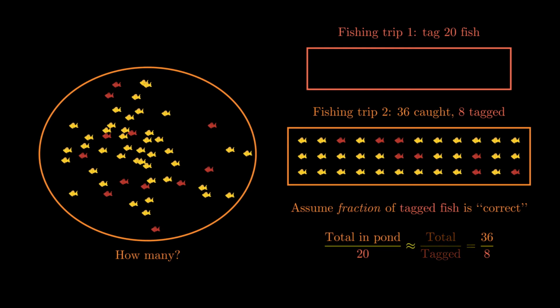So if we just ignore the middleman for a second, this gives us a pretty simple equation to solve to approximate the total number of fish in the pond. We just need to get rid of the divide by 20 on the left-hand side, and we can do that by multiplying both sides by 20. So our guess would be 36 over 8 times 20, which gives us 90 as our final estimate.